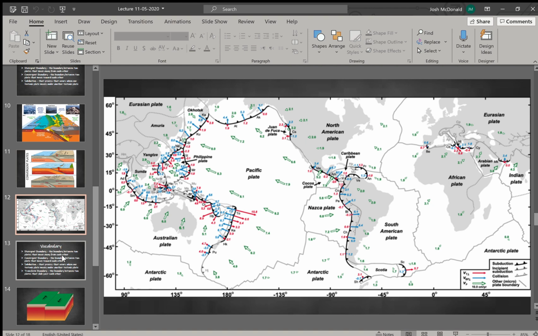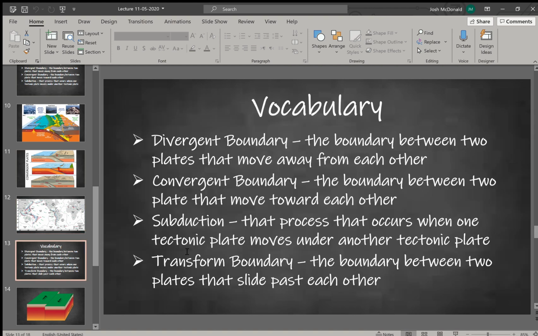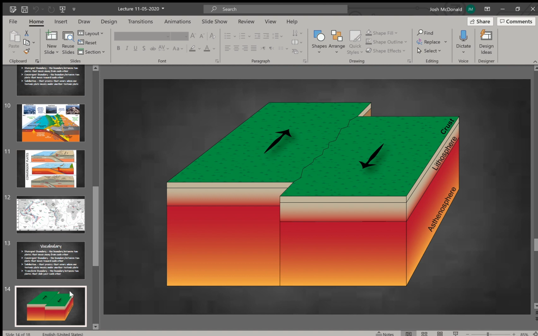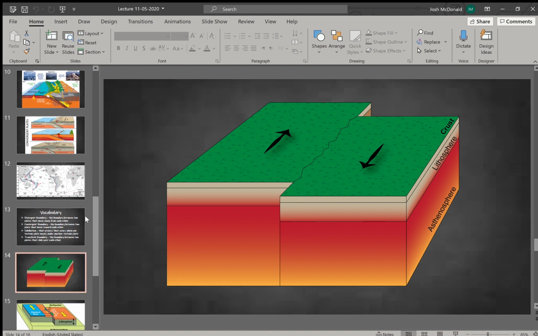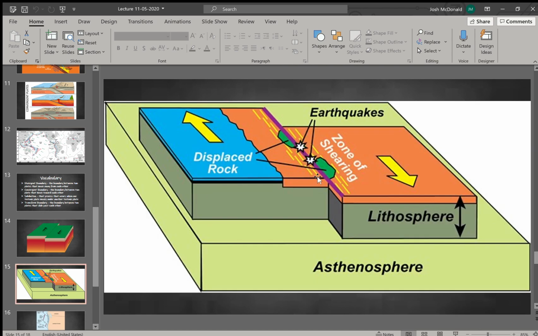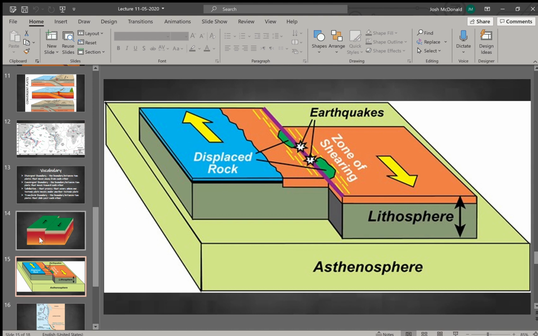And then the last type of boundary is called a transform boundary. And so this is the boundary between two plates that slide past one another. So rather than coming apart or being pushed together, these are sliding back and forth against each other. And here you have, again, this would cause earthquakes, as what's known as the zone of shearing as they rub together. There's rocks that's displaced, and you see, again, the plates are moving along the asthenosphere here. But that's a major cause of earthquakes.